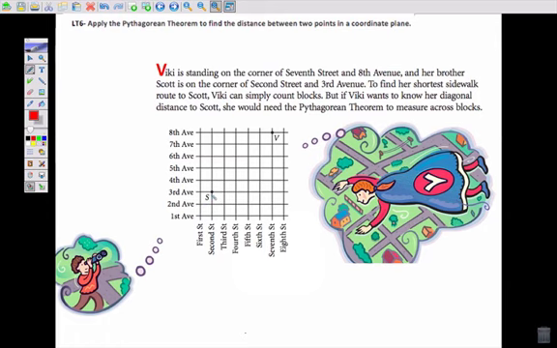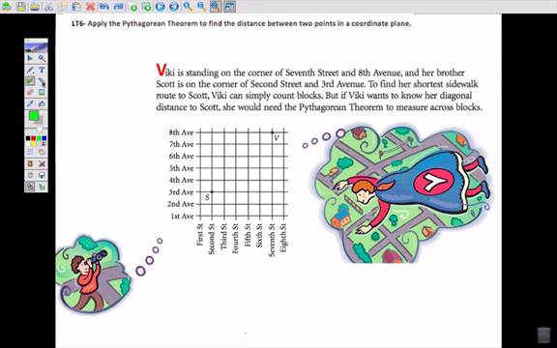So here's Scott, and if they want to know how far apart they are, if Scott wants to know how far he has to travel to Vicky, one thing he could do is count blocks, right? He could count, okay, I go over 1, 2, 3, 4, 5 blocks, and then I walk up or north 1, 2, 3, 4, 5 more blocks. Okay, that's one thing that you could do.